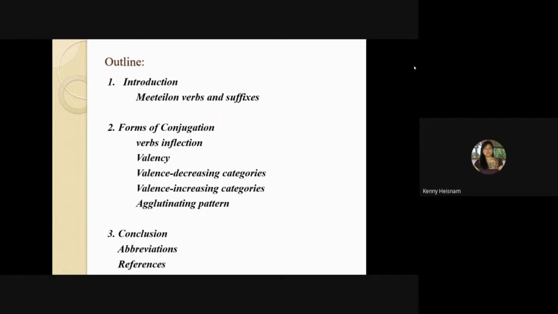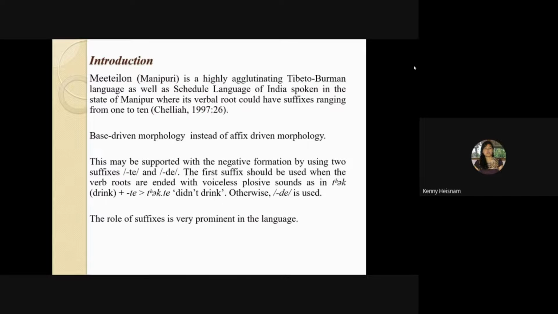These are the topics which I'm going to discuss in my paper. So let's begin with the introduction section. Meeteilon, or simply Manipuri, since it is recognized as Meeteilon in the Gazette, so I'm using Meeteilon. This language is a highly agglutinating Tibeto-Burman language as well as a scheduled language of India, and it is mainly spoken in the state of Manipur, where its verbal root could have suffixes ranging from 1 to 10, and it has base-driven morphology instead of affix-driven morphology.